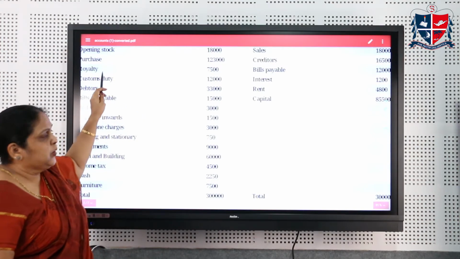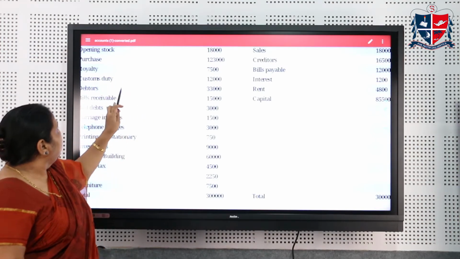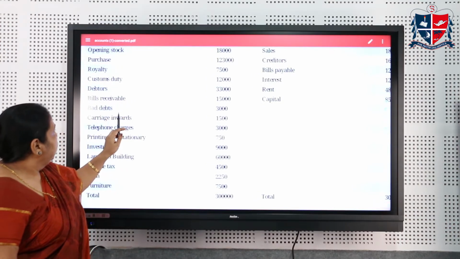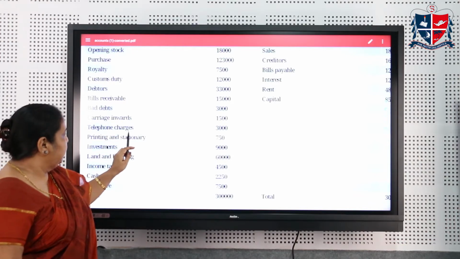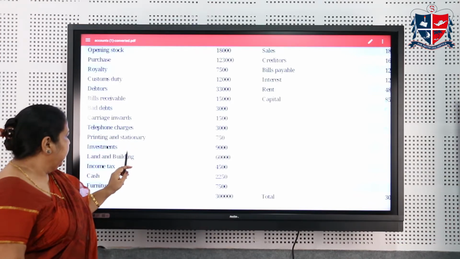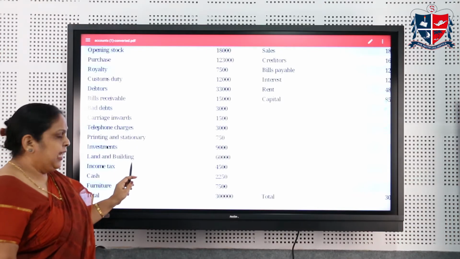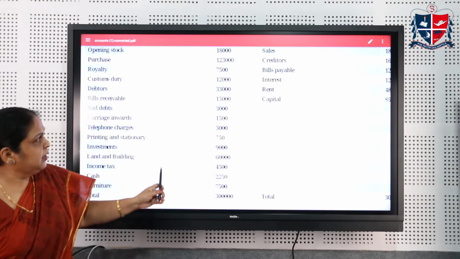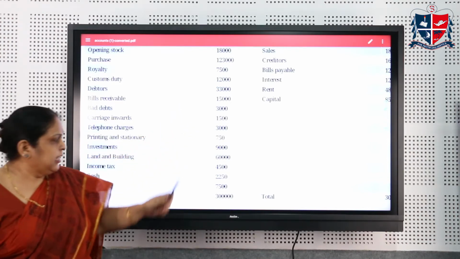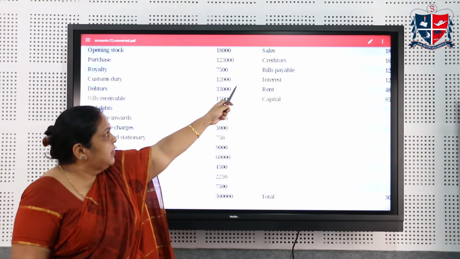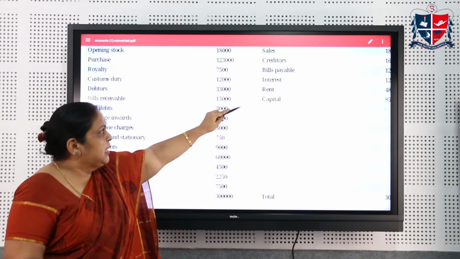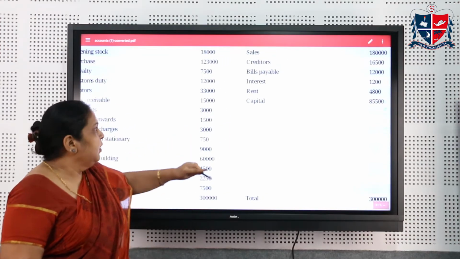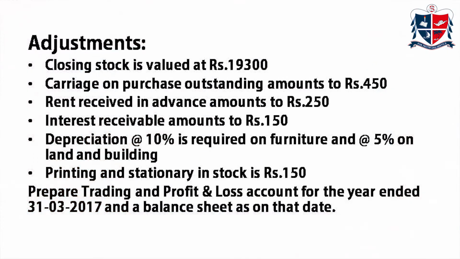It has the opening stock, purchase, royalty, customs duty, debtors, bills receivable, bad debts, carriage inwards, telephone charges, printing and stationery, investments, land and building, income tax, cash, furniture, and giving you the total of the debits and of the credits. The credit side, we have the sales, creditors, bills payable, interest, the rent, capital. Okay, and then we have the adjustments that are given.